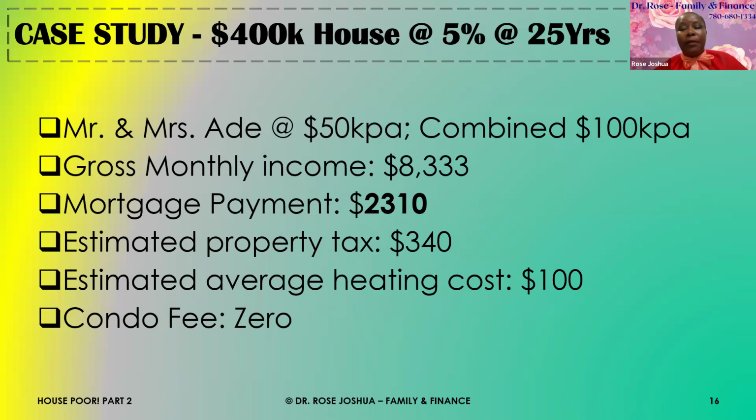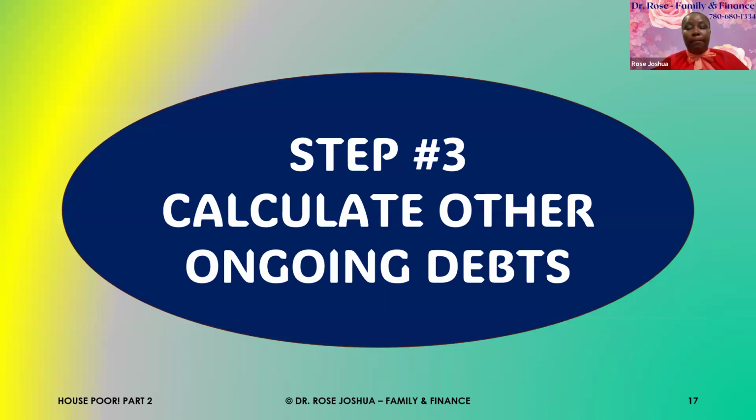So their gross monthly income is 100,000 divided by 12, which is 8,333. And we calculated the mortgage using our mortgage tool. We looked at the property tax, so I'm assuming Edmonton, and average heating cost $100, no condo fee. Okay, so take a look at the numbers, and we'll plug them all into the formula for GDSR and TDSR. So then for TDSR, we need to calculate other ongoing debts. So there's a way your mortgage broker actually calculates the debts. I'll show you how that is done right away.